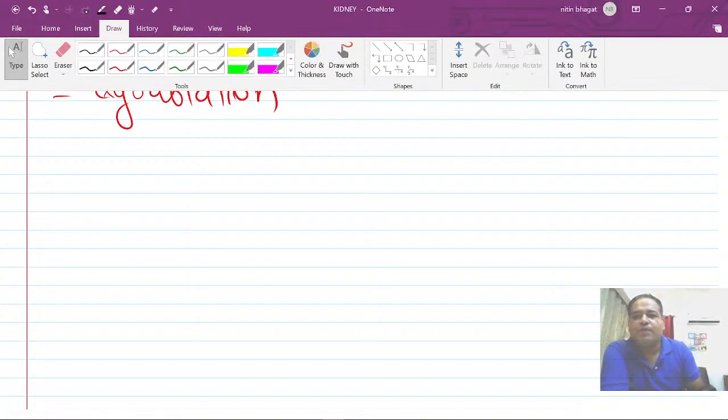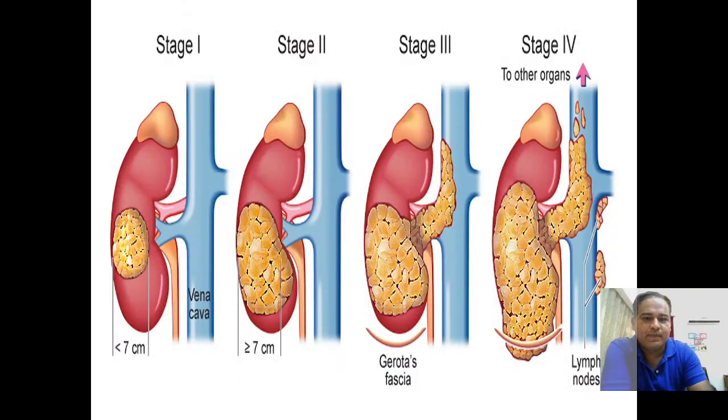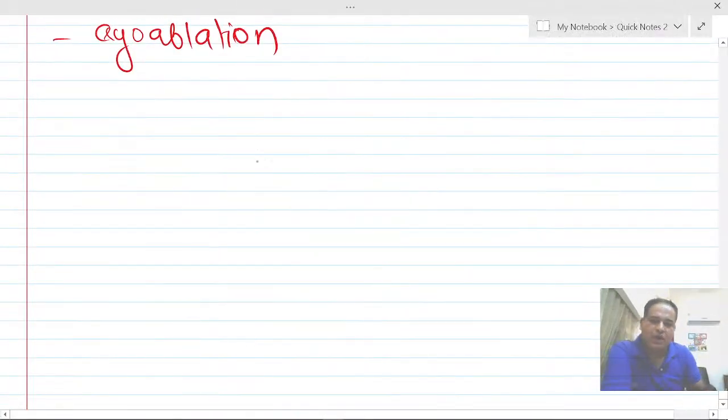Fine. Now, you see, tumor extending into the renal vein, tumor extending into the inferior vena cava is not a contraindication for surgery.